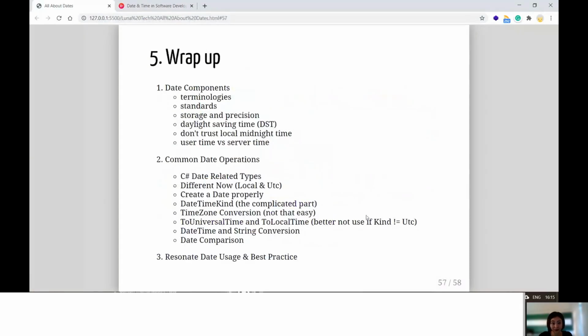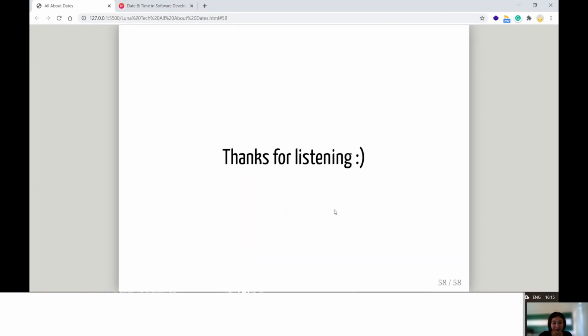Okay, I think that's it. We actually covered a lot of things. I didn't go very detailed into the C# code because I kind of want to cover everything. And if I go too much into detail, we won't have enough time. But thanks. I hope this is helpful. At least you know how complicated it is.